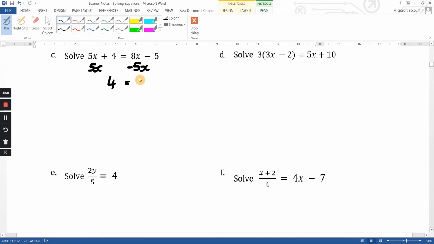That gives me 4 equal to 3x minus 5. Now let's plus 5 to both sides.